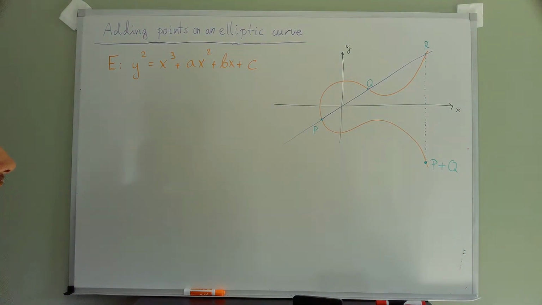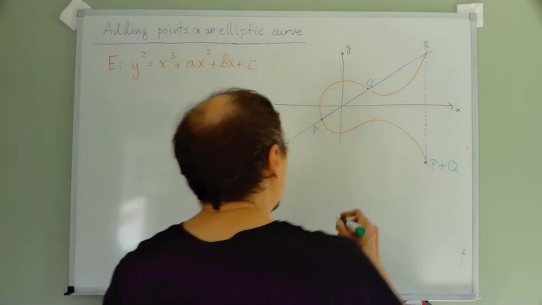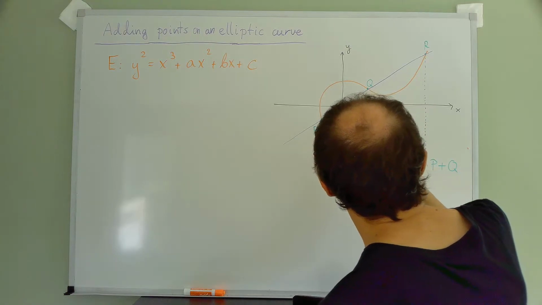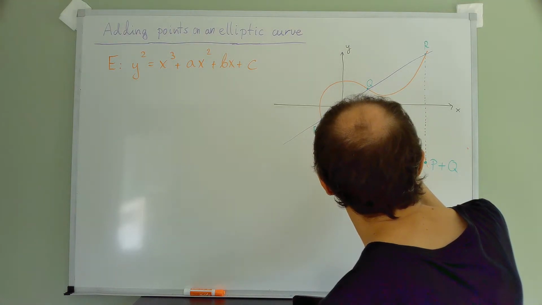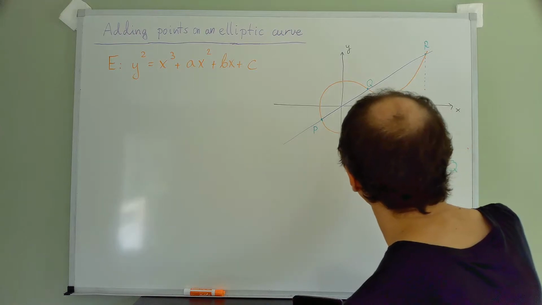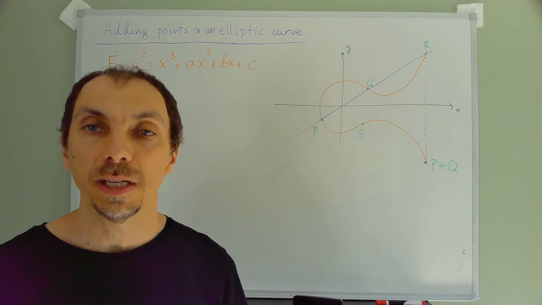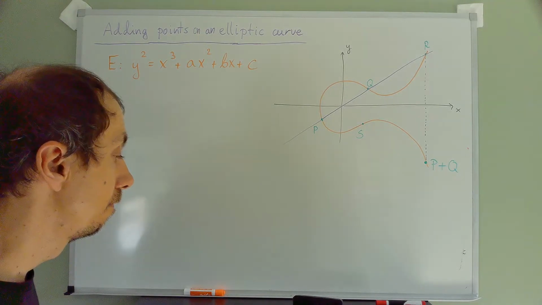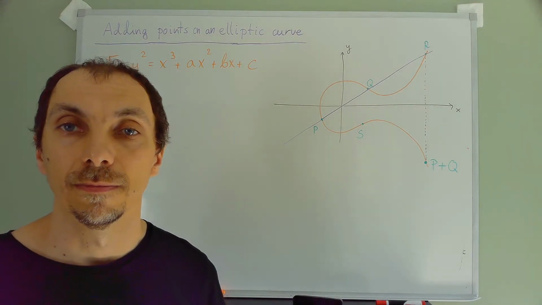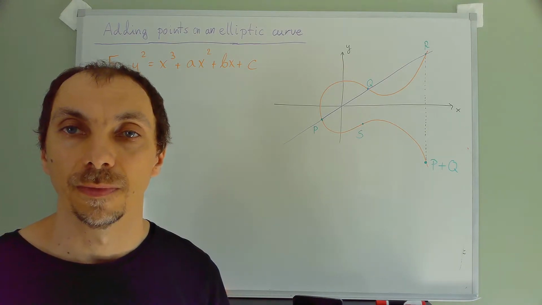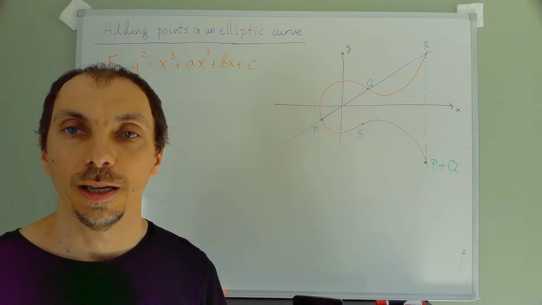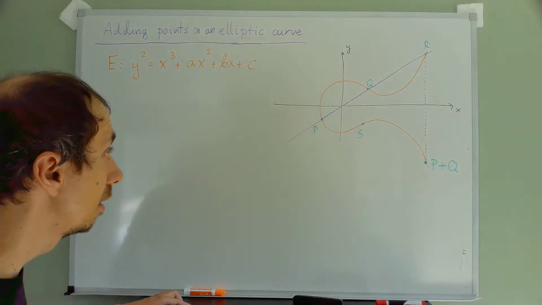So maybe I can take some other points now. Maybe I don't want to add P and Q. I'll take a point here, and what about here maybe? P, Q, R, how about I call it S? And I'm asking, so where is P plus S? Think about it. Draw a picture by yourself. Pause the video here, and now I'll give you the answer.